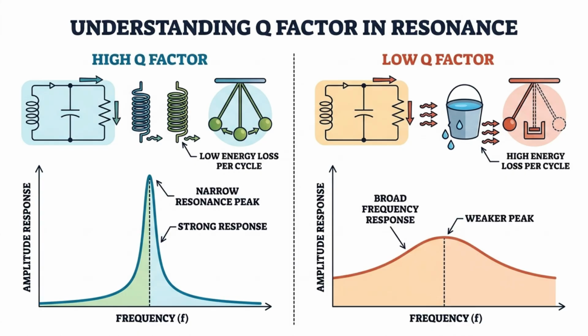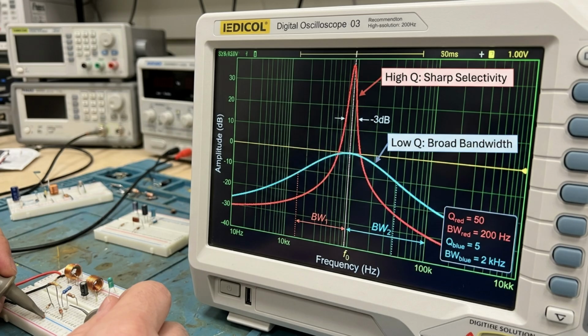A high Q circuit stores energy very efficiently and loses very little energy per cycle, which results in a very narrow and strong resonance peak. A low Q circuit loses energy quickly, which leads to a weaker and much broader frequency response. This makes Q factor a direct measure of selectivity in frequency domain behavior. It determines how precisely a circuit can distinguish between nearby frequencies and how strongly it responds at its resonant frequency.